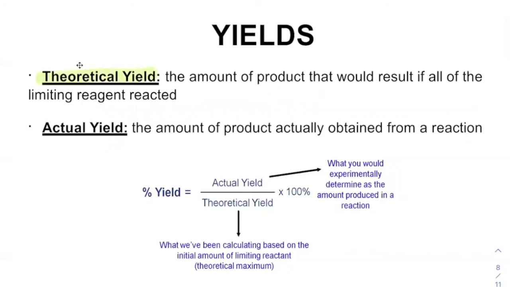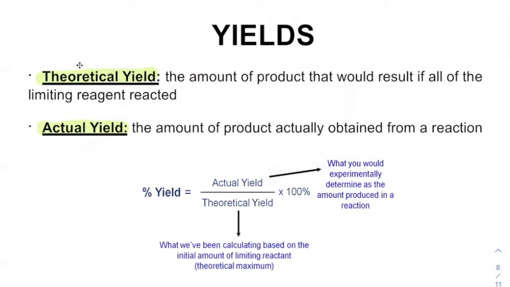The second thing is the actual yield. Now the actual yield you can't calculate. The actual yield is determined in the laboratory. So we do the experiment, we get our product, and we weigh the final product. That's going to be our actual yield. That's determined experimentally. You cannot calculate that. We have to get it from the lab.